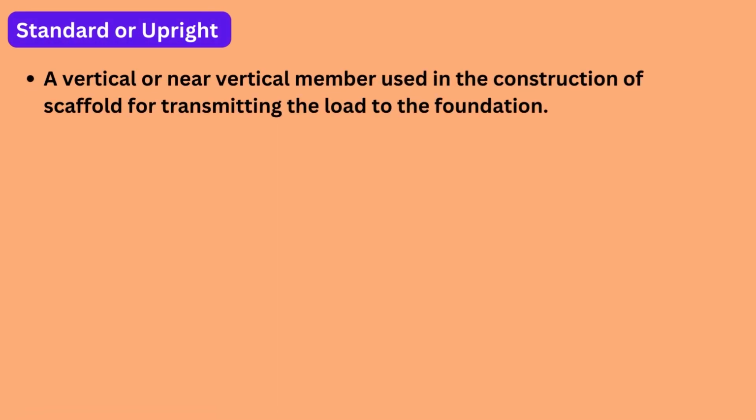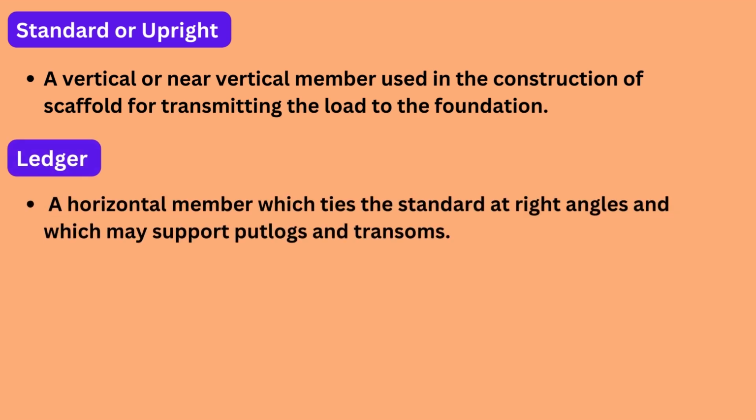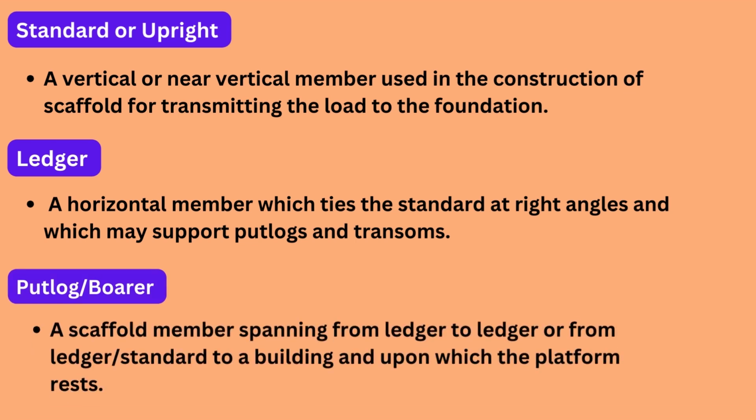A standard or upright is a vertical or near vertical member used in the construction of a scaffold for transmitting the load to the foundation. Whereas a ledger is a horizontal member which ties the standards at right angles and which may support putlogs and transoms. What are putlogs? Putlogs or borer is a scaffold member spanning from ledger to ledger or from ledger to standard to a building and upon which the platform rests.